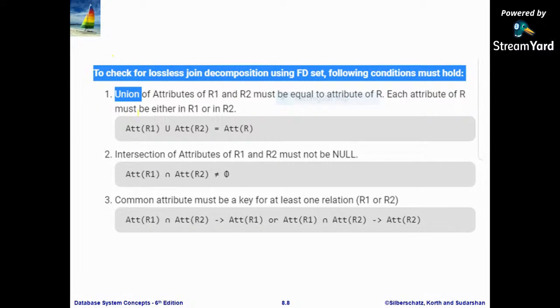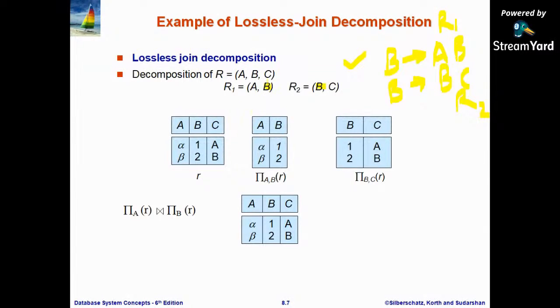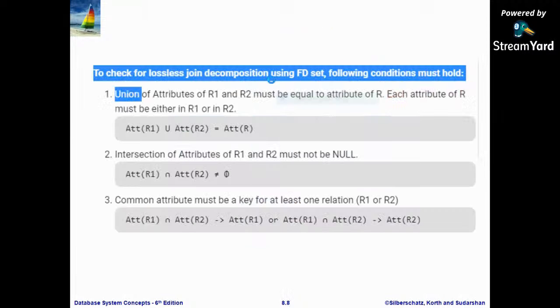So first you have to find R1 union R2. It should give you all the attributes of R. R1 union R2 is AB union BC, and the union should give A, B, C. So the first condition should hold. The second condition is that R1 intersection R2 should not be null. In this case we have B, so it is not null. And whatever is in R1 intersection R2 should have a functional dependency on either R1 or R2. If these three conditions hold, then your decomposition is lossless.